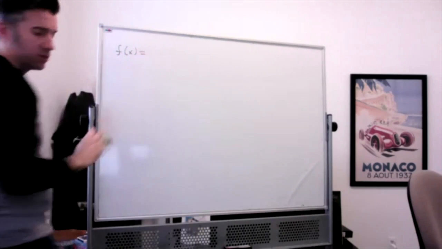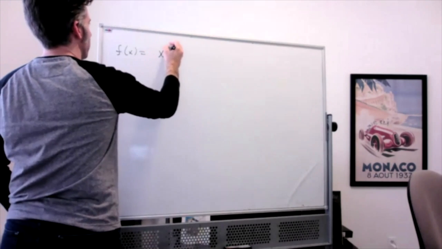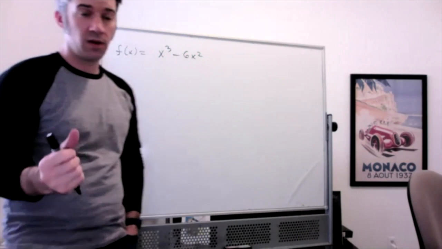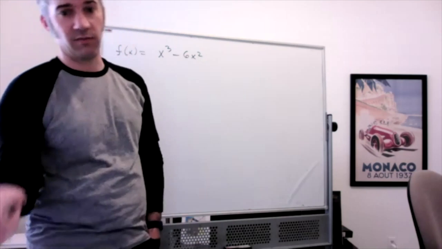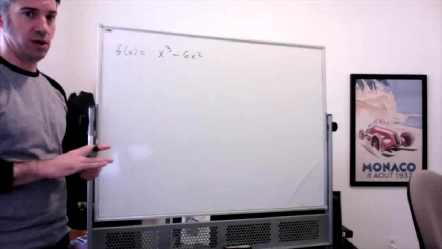Here's my classic favorite example. F of x equals x cubed minus 6x squared. So I would like to know where this function is increasing and decreasing, where it has relative maxes and relative mins. And so here's the thing to remember or to know.